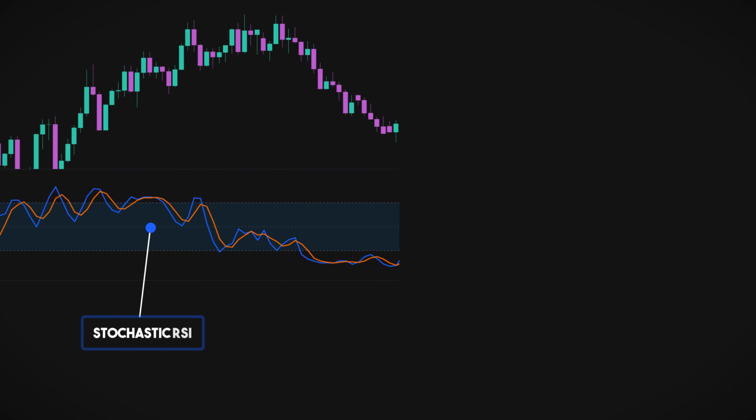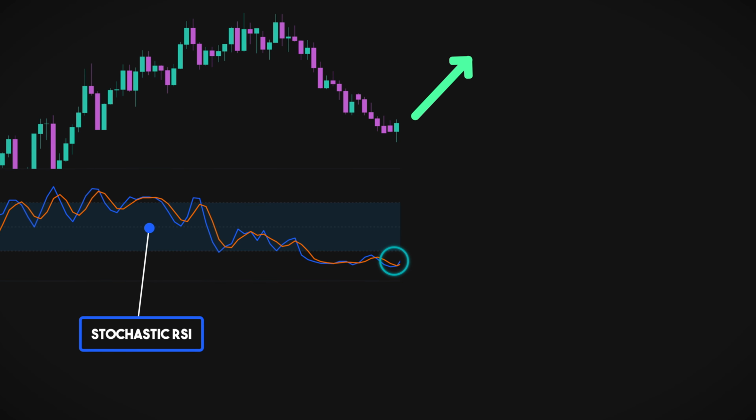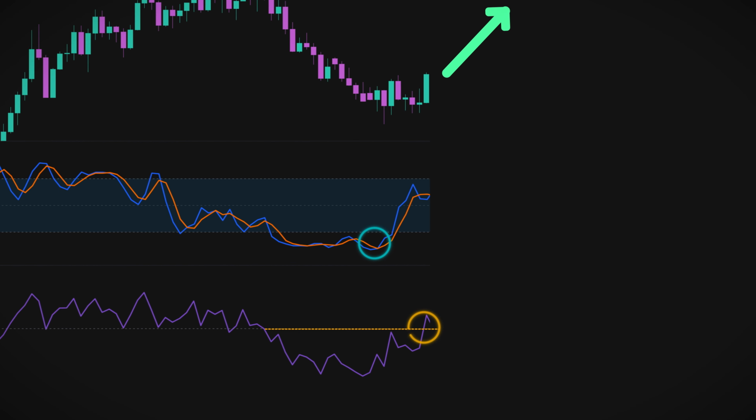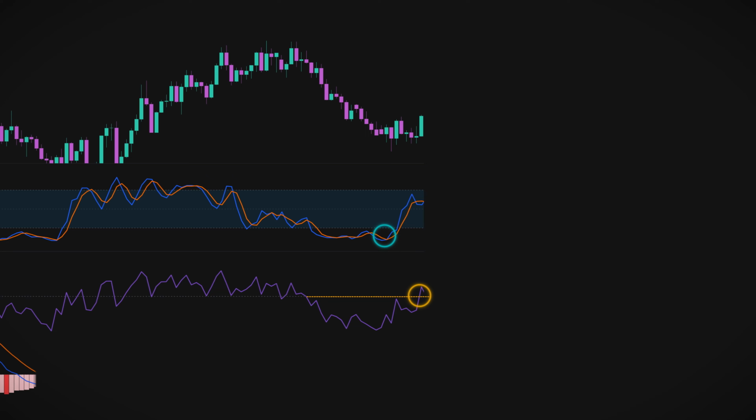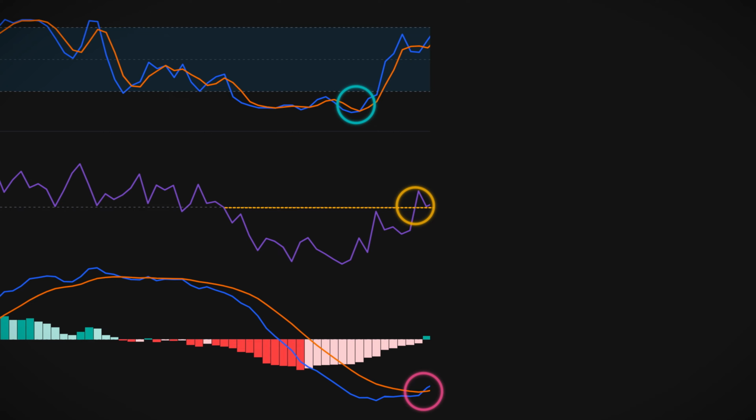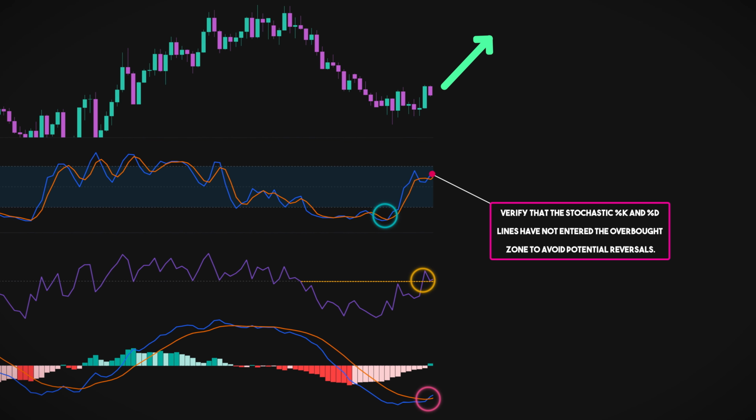To identify a buy signal, follow these steps. Start with the stochastic RSI. Wait until both the %K and %D lines enter the oversold zone, suggesting a potential upward movement. Then, check the RSI to confirm the trend. Ensure it is above 50, indicating a bullish market. Lastly, verify momentum with the MACD. Wait for the MACD line to cross above the signal line, confirming upward momentum. Before entering the trade, double-check that the stochastic lines haven't yet reached the overbought zone, as this could indicate an overly bullish market. If all these conditions align, you can confidently enter a buy position.